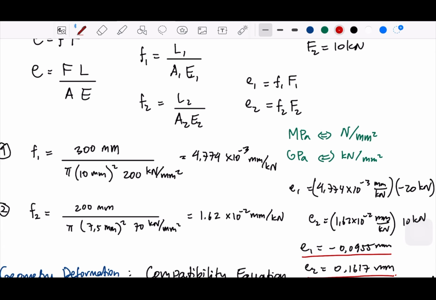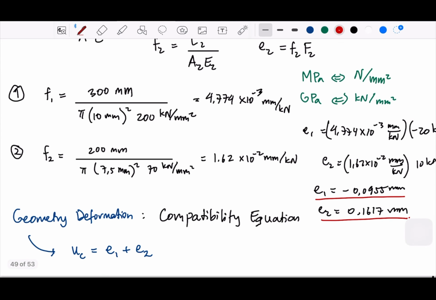As long as you can get this, then I think it's okay. You can directly write this, so no need to write one by one. Just input your F, L, A, E. And if you need to count the total, then you need to add another E, the compatibility equation. Then you can directly write this, and you can add these two together, so the combination for both of them is negative plus. So this equals 6.62 millimeter.